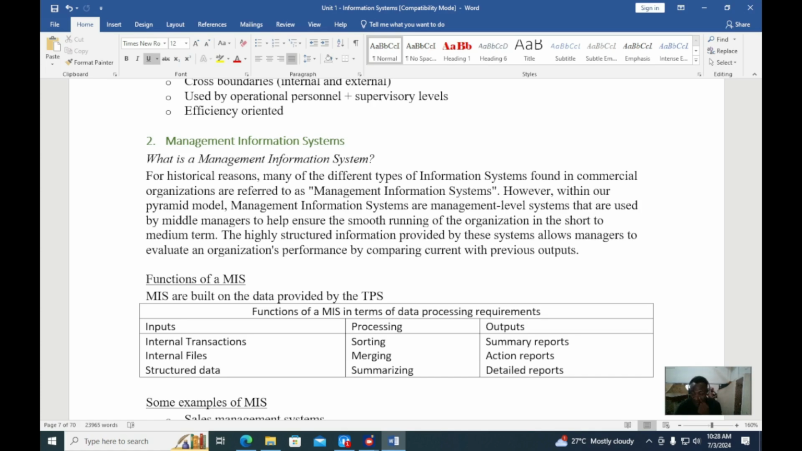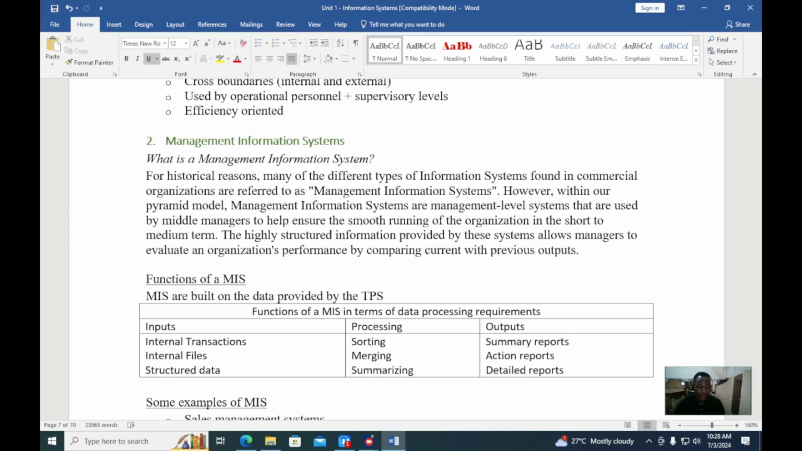Now, the middle managers are the people that make short-term decisions that are going to affect the company for a very short period of time. So maybe we can say short or a medium period. They are not making decisions that are affecting the company for a long period of time. So those are what we call the middle managers. These particular systems are used to make sure that we have smooth running of the organization in those short terms or medium terms.